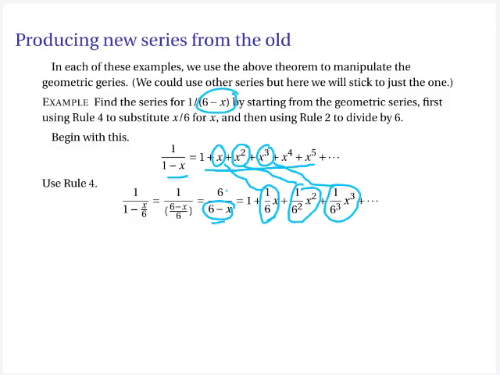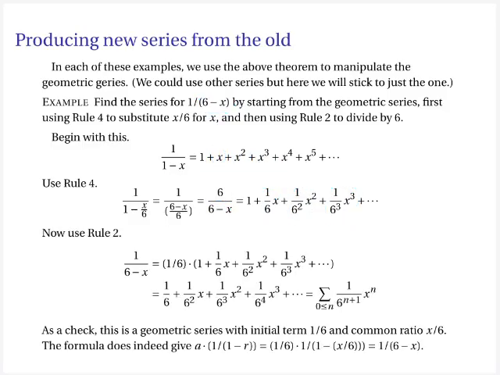I got what I wanted, the 6 minus x on the bottom. I know I have something I don't want on the top, but I'll get rid of it in a second. Just give me a second. But here, I got what I wanted on the bottom. Next up, it says use rule 2 and divide both sides by 6. Okay, so I divide both sides by 6, and I do indeed get what I wanted. I wanted that, and I got that. I'm dividing both sides by 6.